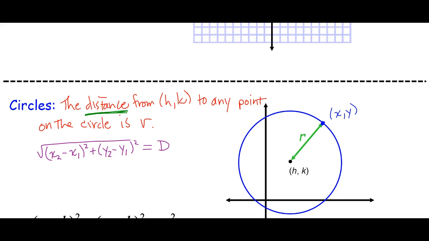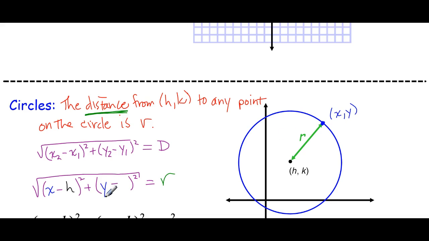Let's plug that all into this formula here and see what we get. Get a big old square root. Let me put in all the standard stuff. We're going to have r over there. x2 is just plain x. x1 is h.